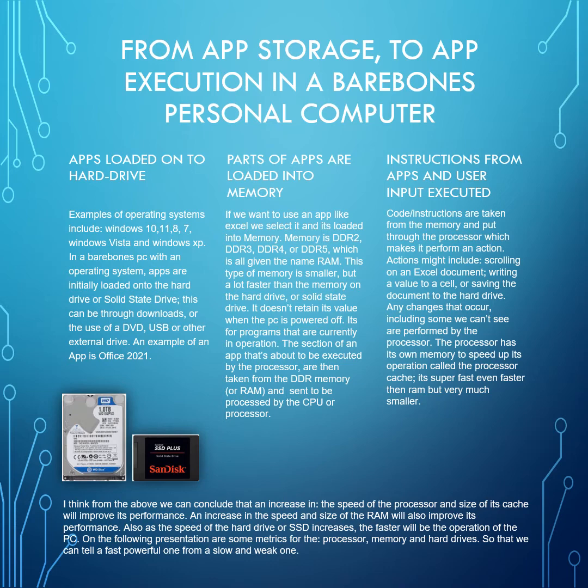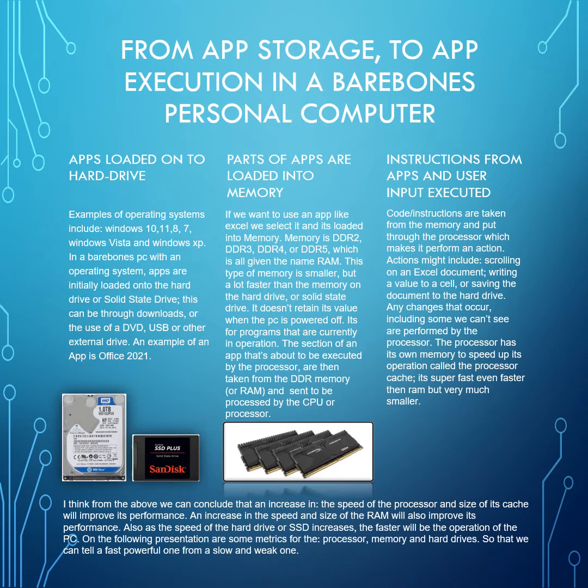If we want to use an app like Excel, we select it and it's loaded into memory. This is what memory looks like. Memory is typically DDR2, DDR3, DDR4, or DDR5. DDR4 and DDR5 are the most recent and fastest, with DDR5 the latest. This is all given the name RAM.